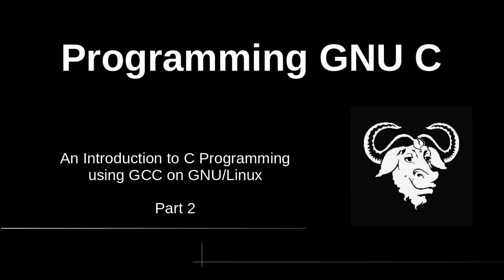Thank you for watching. This is part 2 of the introductory series on the C programming language for the GNU Linux platform. Today we'll pick up where we left off last week. If you haven't watched part 1 of this series, you'll find a link in the description. This time we will dive into variables, computer memory, input, output, and a few other things. So we have a lot to cover, so let's get started.